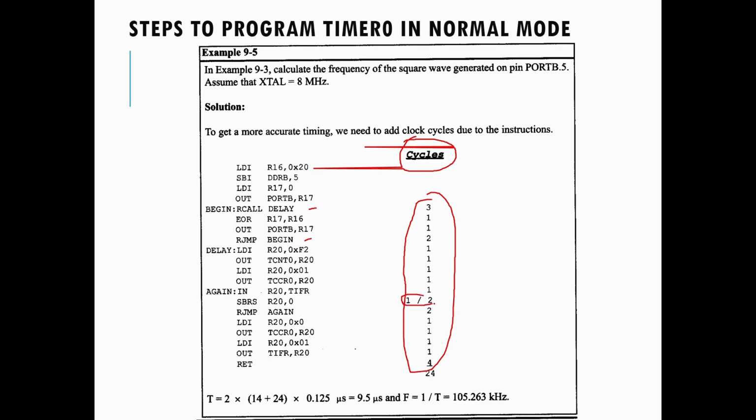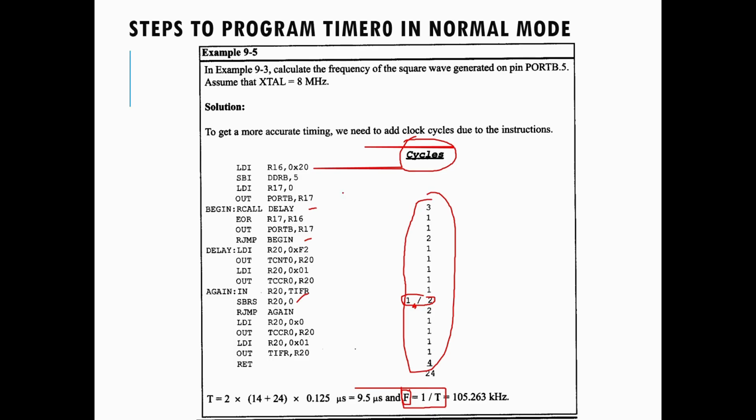Which one to choose? Here we choose one, because this is 0. So from here, all of these give us 24 cycles. So how do we calculate the frequency? We need to find f. We know from the equation that f equals 1 over T. So how much is T for this case?